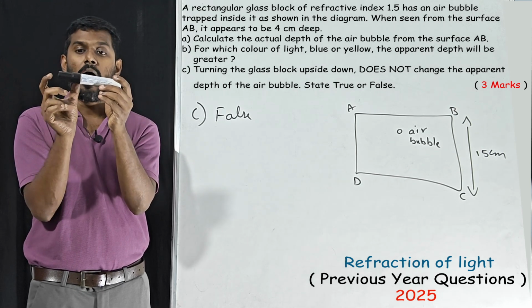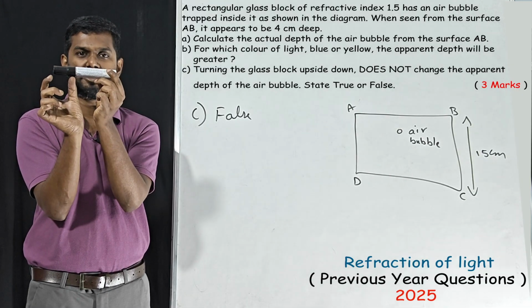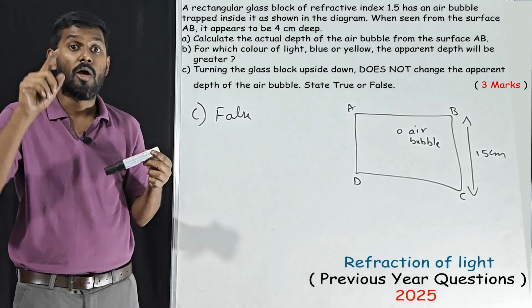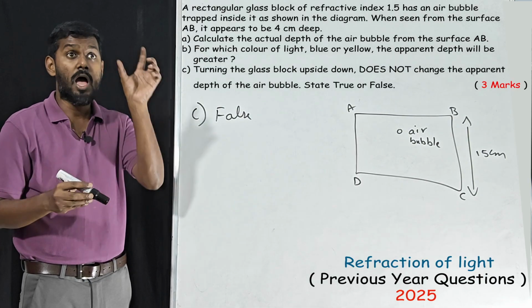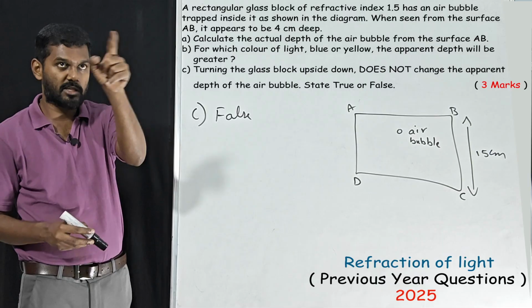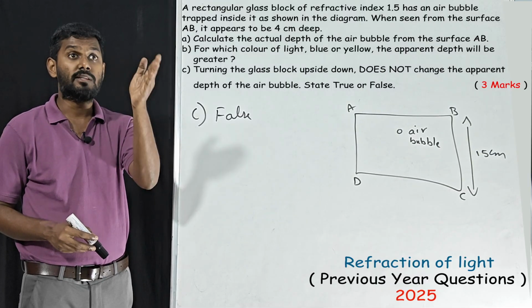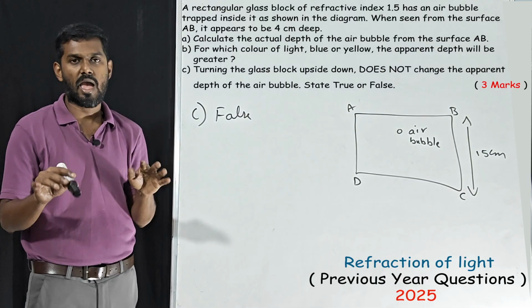Once you flip it, apparent depth and shift will get changed. This becomes apparent depth and this becomes shift, but the real depth remains the same. So you need to understand what question they are asking, also what word they are using. Apparent depth and shift will get changed, real depth will not get changed. So here they are saying the apparent depth does not change. That is false. That is our answer.